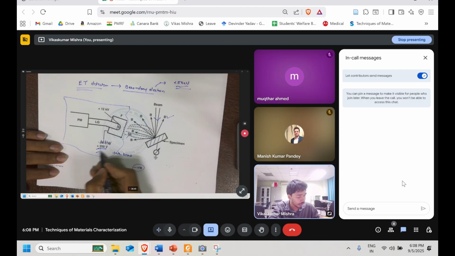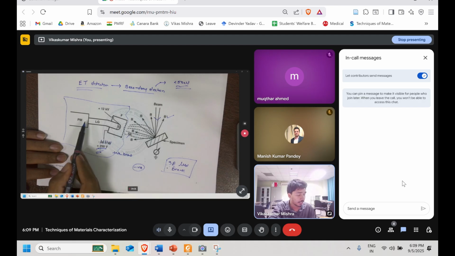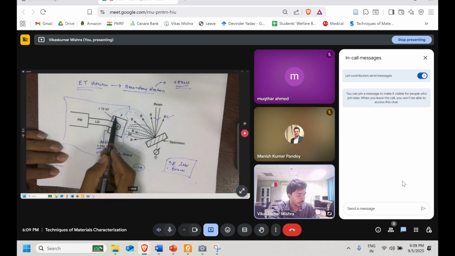Why is this voltage needed? Why were the electrons not directly coming? It was because the secondary electron has very little energy, and this low energy needs some driving force to be collected at the detector. This is why this cage of around 150 or 300 volt is needed. Now the electrons have entered from the specimen.